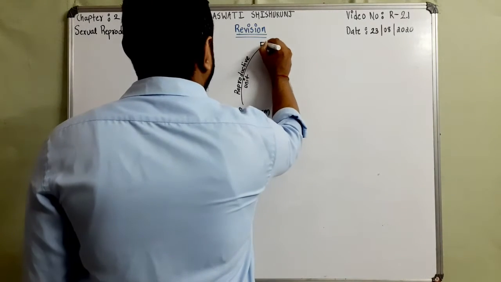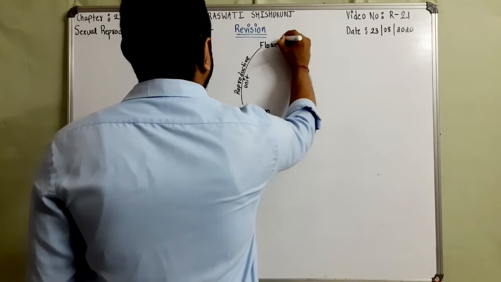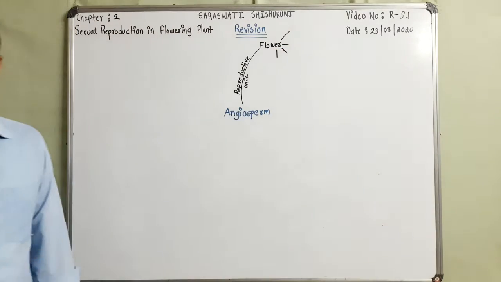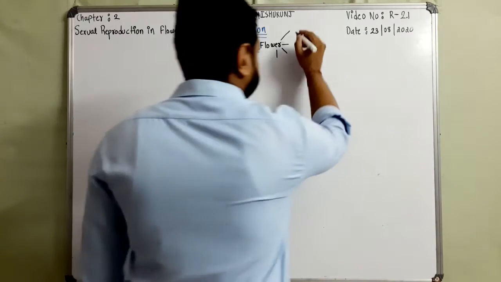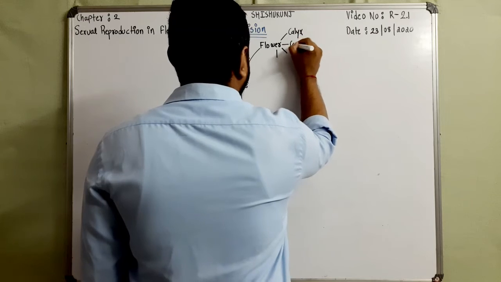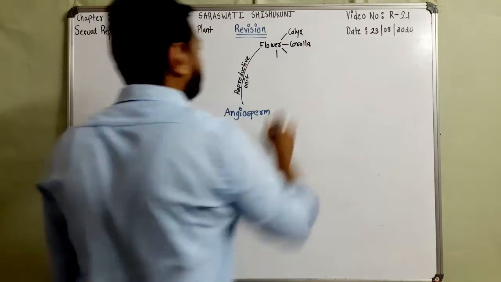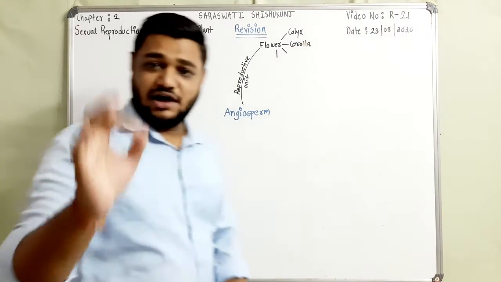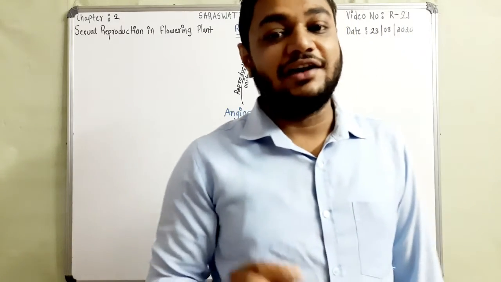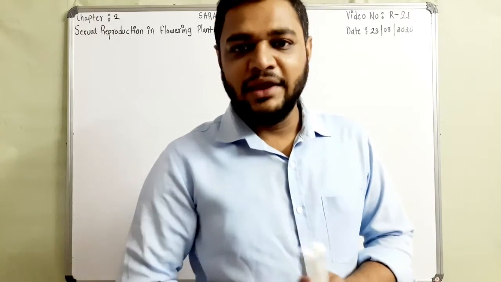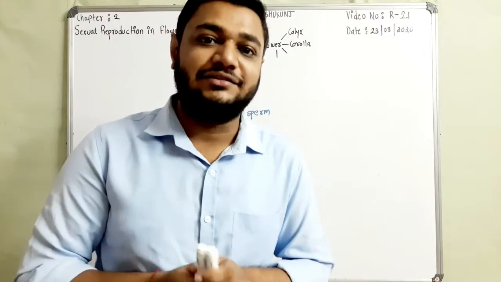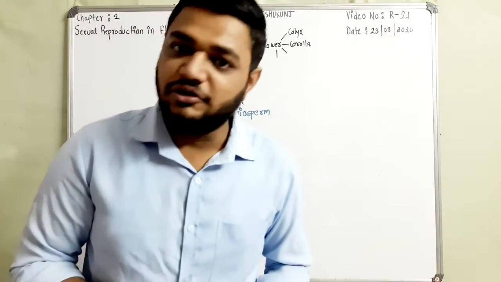So the flower has mainly four whorls. Two are accessory and two are necessary. First, let's talk about the accessory whorls, that is calyx and corolla. The calyx is the outermost whorl, which is generally green in color, and its individual units are referred to as sepals. Sepals protect the flower at bud stage. This is the function of the calyx.